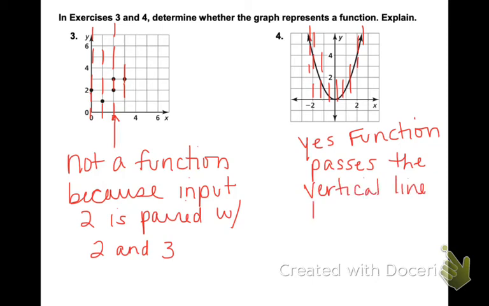And what that means when it passes the test is that each input is paired with exactly one output.